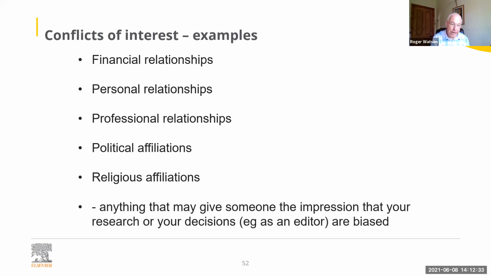Basically, you've got to think, is there anything about me or what I've done that might give an impression that your research or your decisions are biased? And that includes me as an editor as well. So for example, if I am submitting an article to my own journal, I have to declare that I'm the editor-in-chief. If I'm taking a paper that's been submitted by a university where I'm a visiting professor, I have to declare that too.